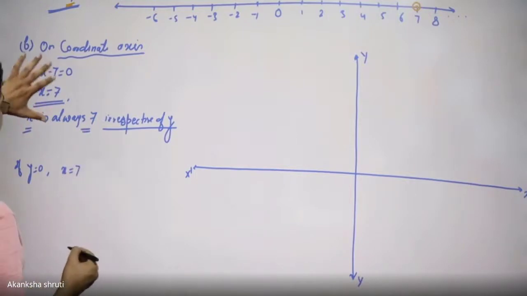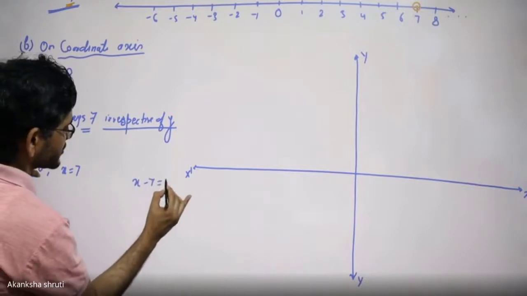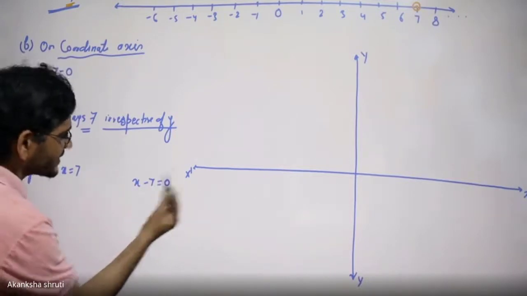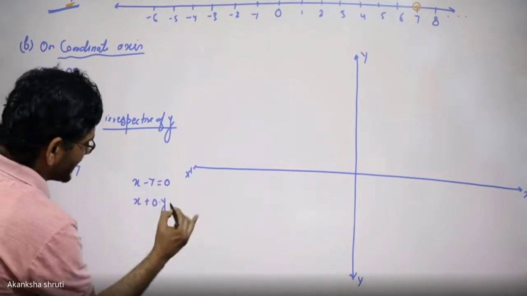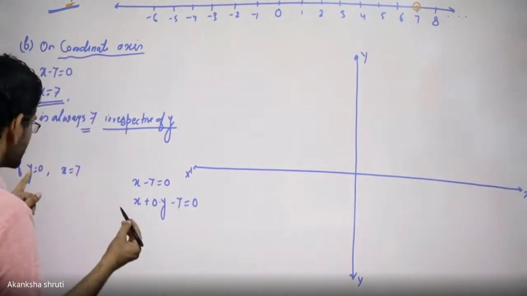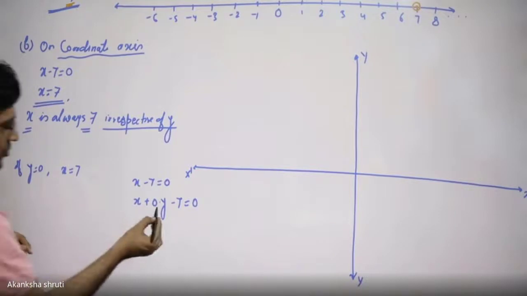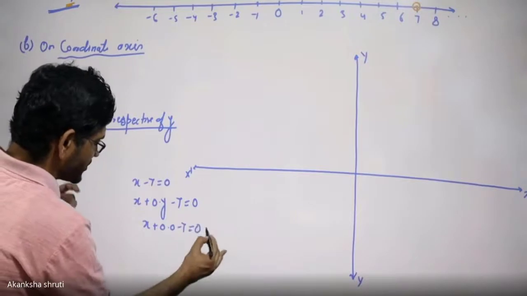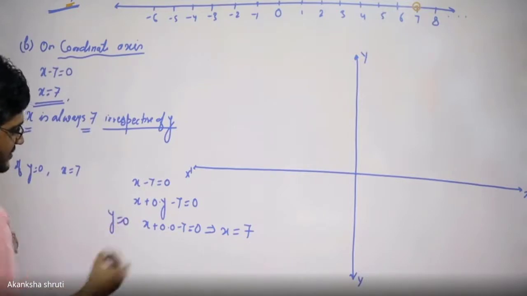Why? Students, you may understand, here we have x minus 7 is equal to 0. Though it is a linear equation in one variable, if we want to take it in two variables, what will it be? X plus 0 into y minus 7 is equal to 0. Students, if you take y as 0, what will be the value? X plus 0 into 0 minus 7 is equal to 0. This implies the x value is 7 when we take y equal to 0.